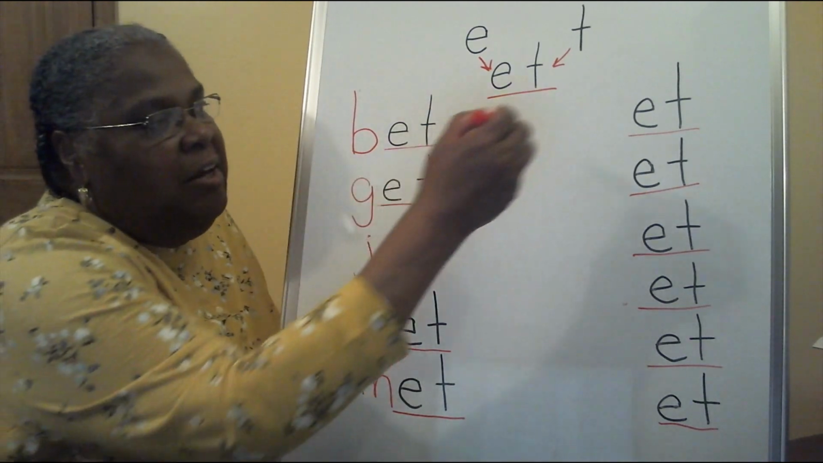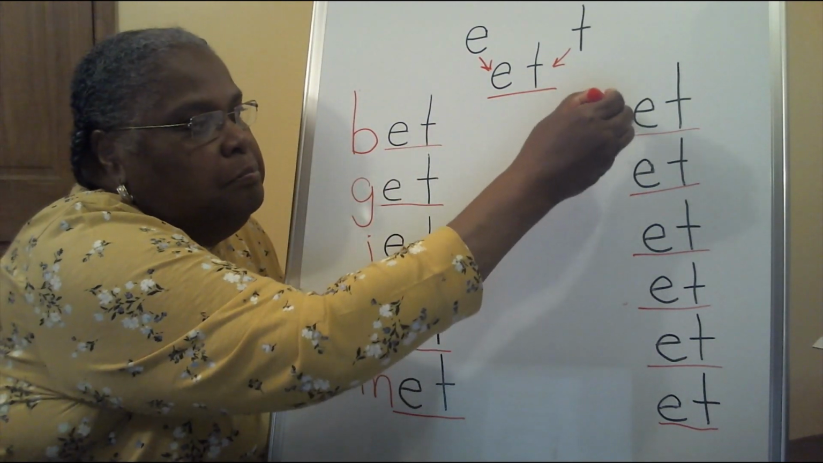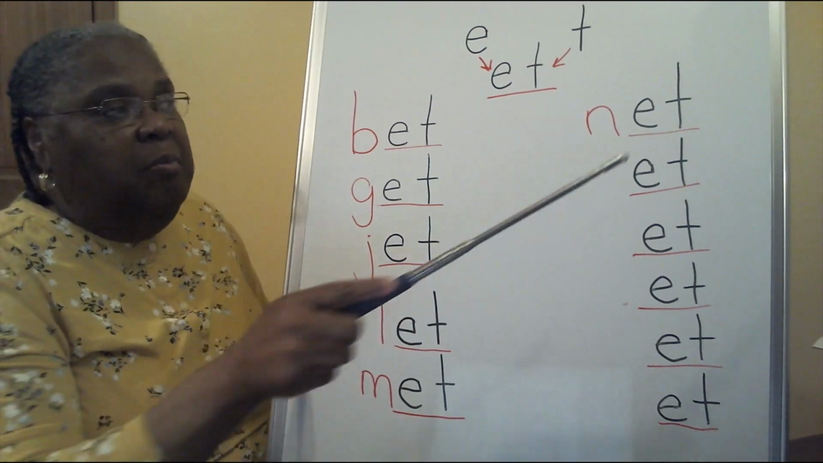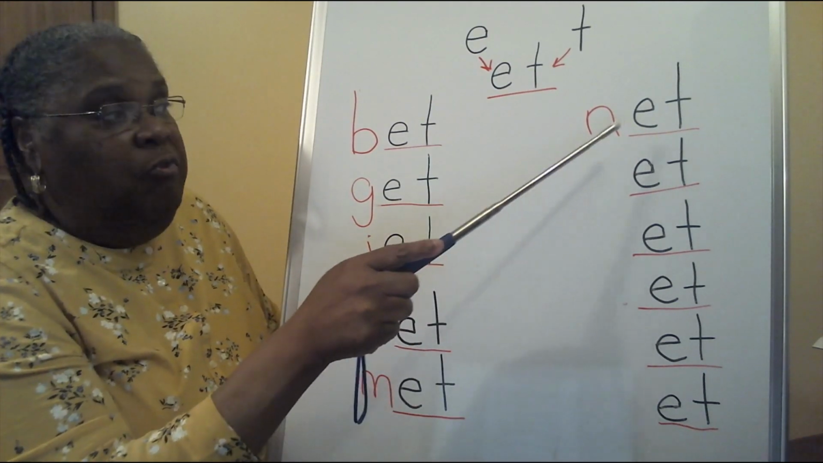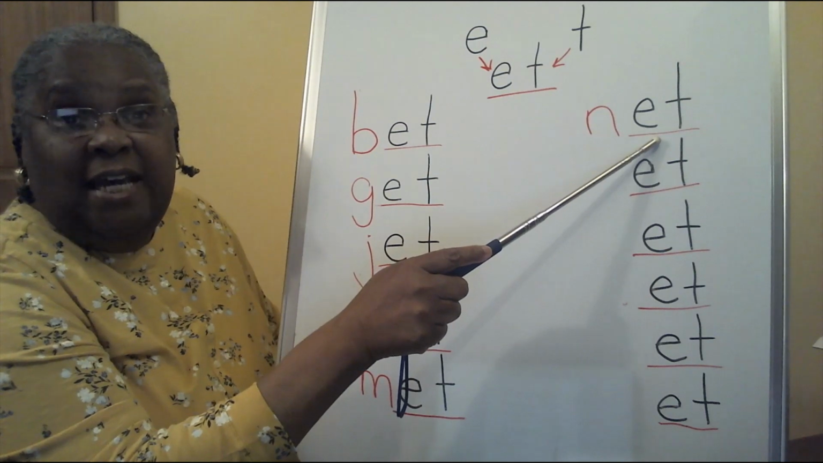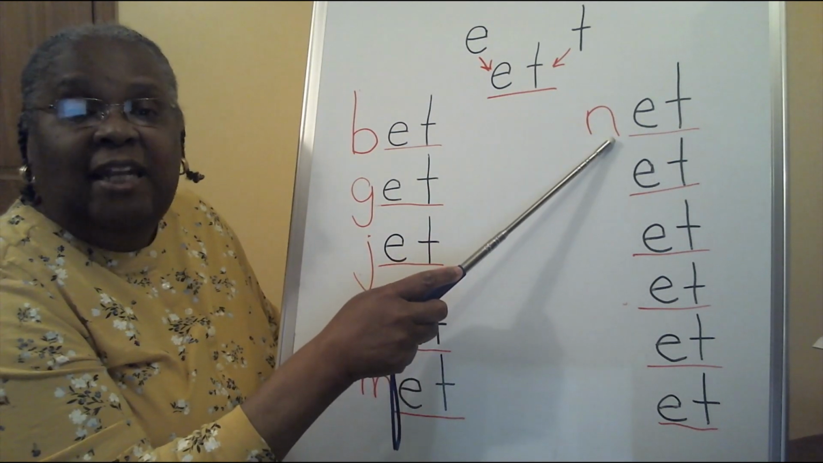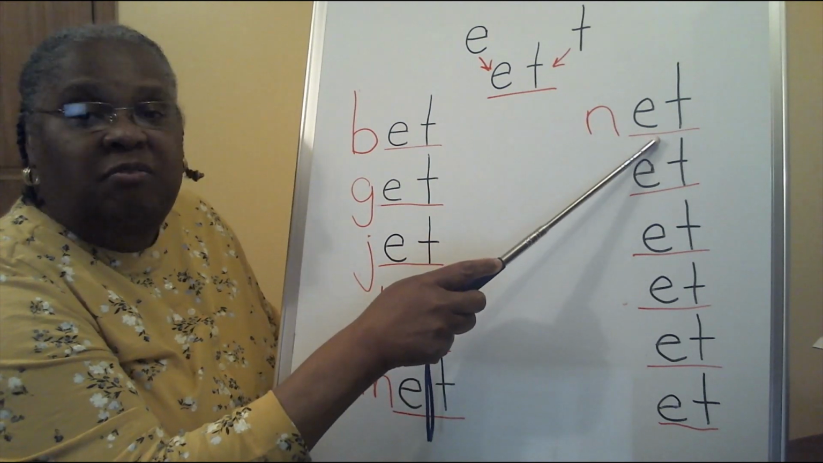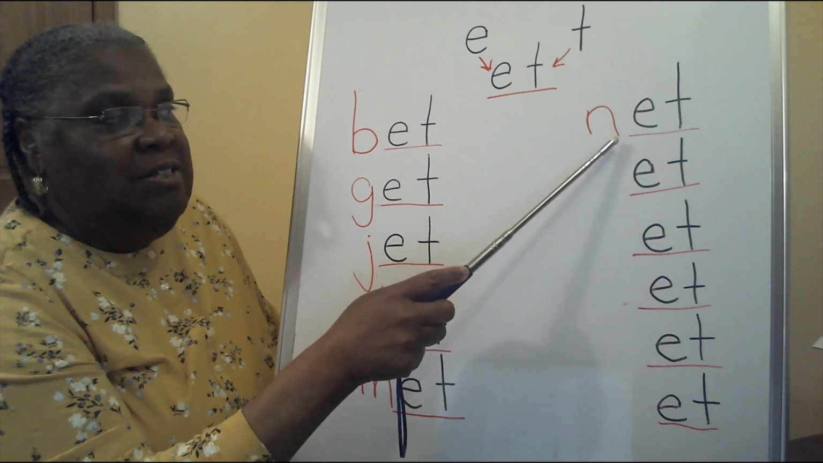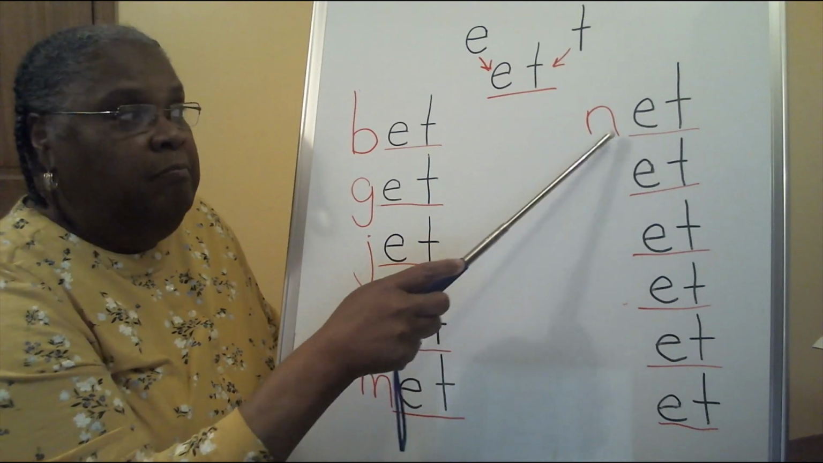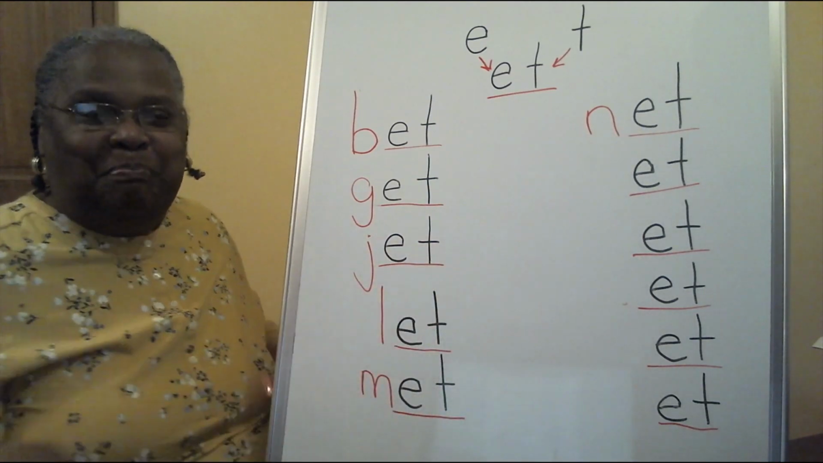When we put the letter N at the beginning of the blend et, we form the word net. Let us sound out the word together. Say the N sound, nn. Say the sound of the blend, et. Now say the N sound and the sound of the blend together smoothly, net.